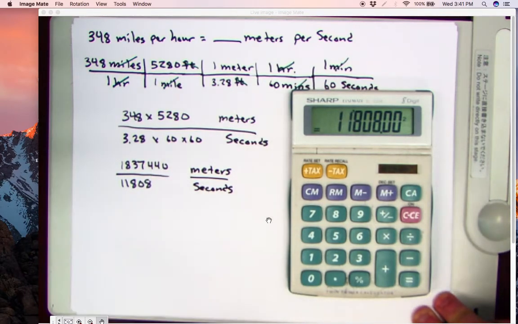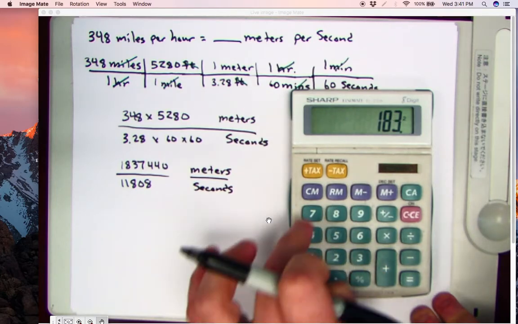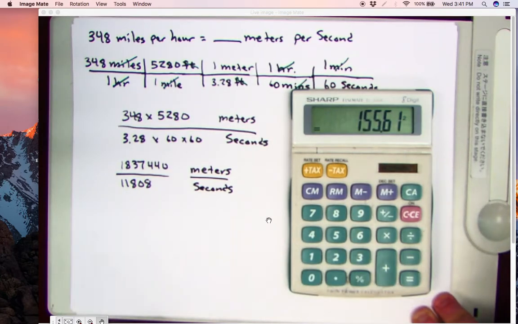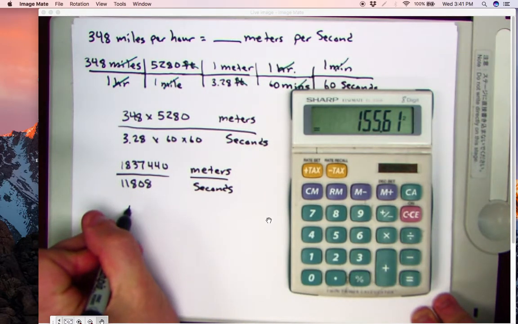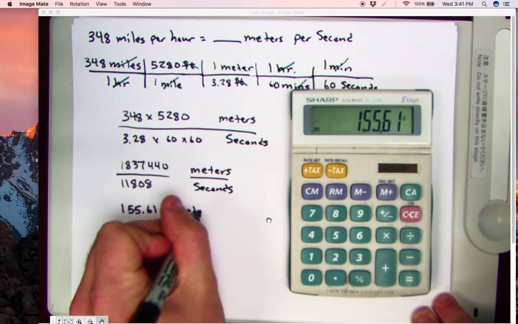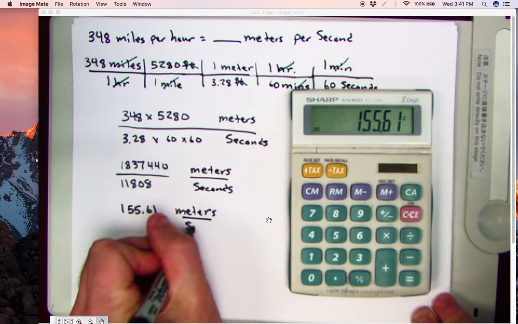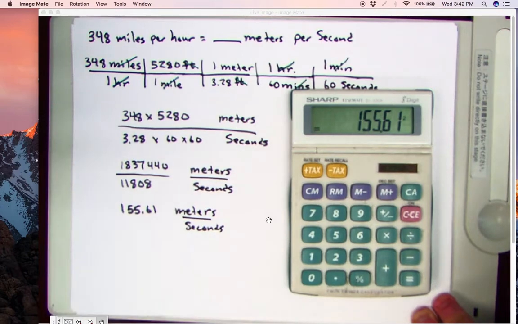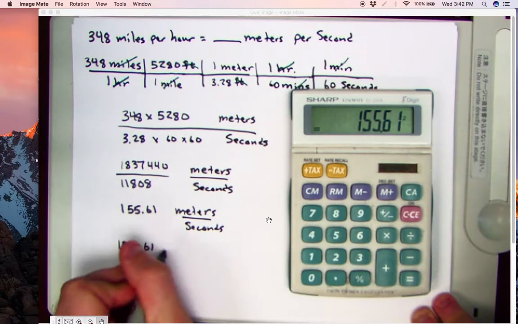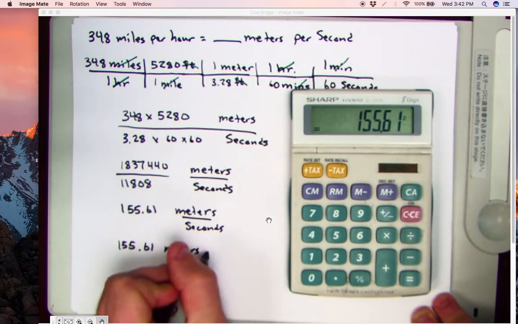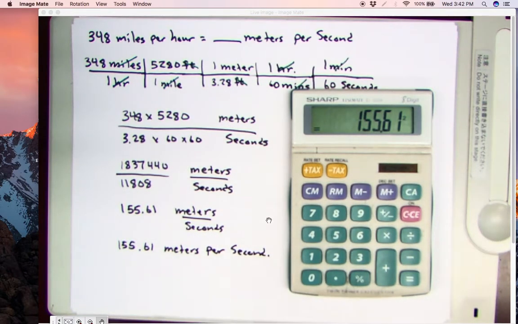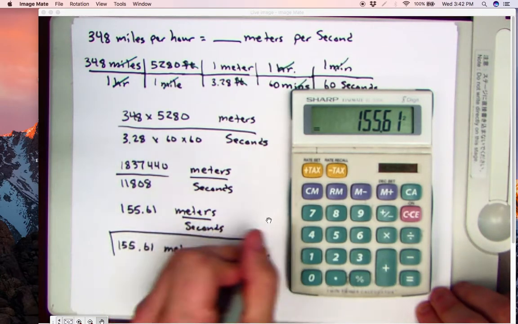So now when we do our division, 1,837,440 divided by 11,808, that means we get about 155.61 meters over seconds. Basically, how to translate this would be 155.61 meters per second. All right, so this would be our final answer right there.